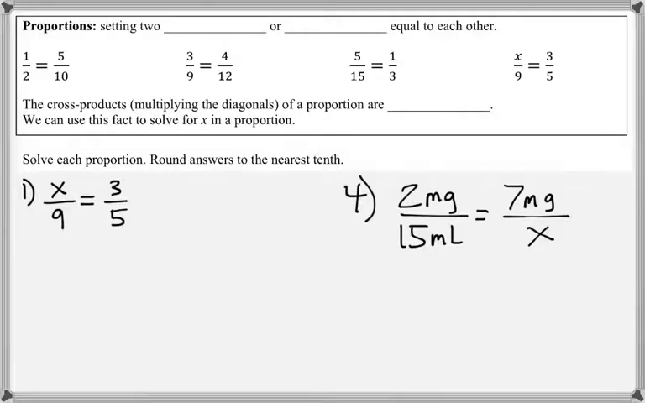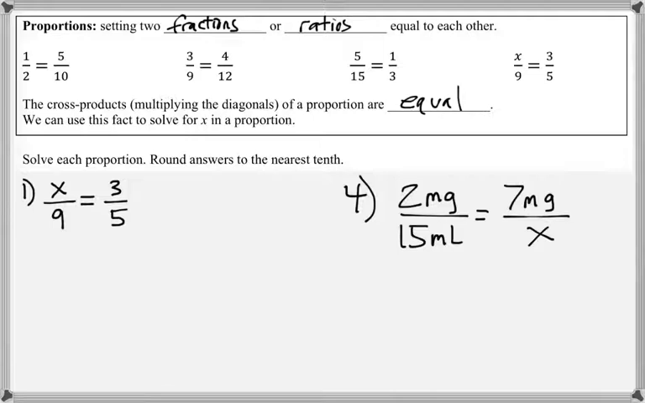Our next section is on proportions, and proportions are a very important topic for this class. So basically what a proportion is, setting two fractions or ratios equal to each other. And they have the property where the cross products, or multiplying the diagonals of a proportion, are equal.